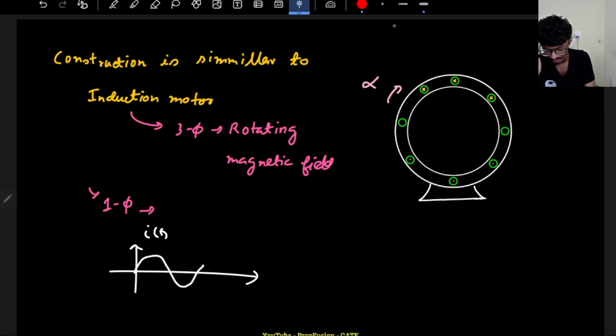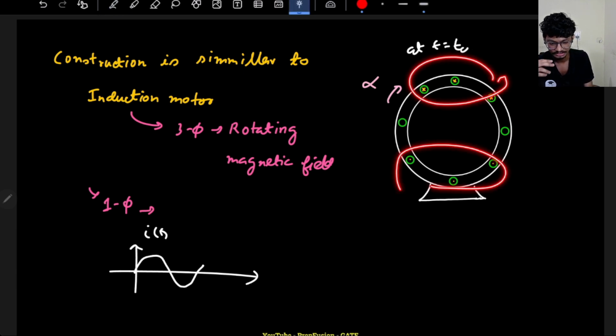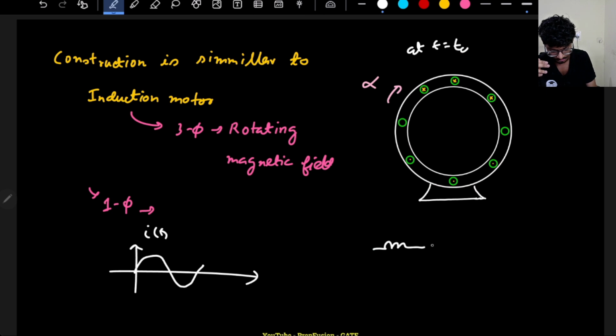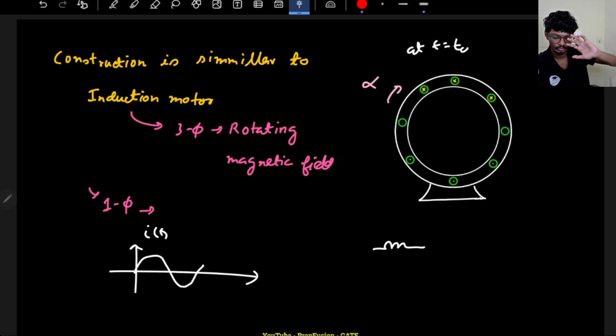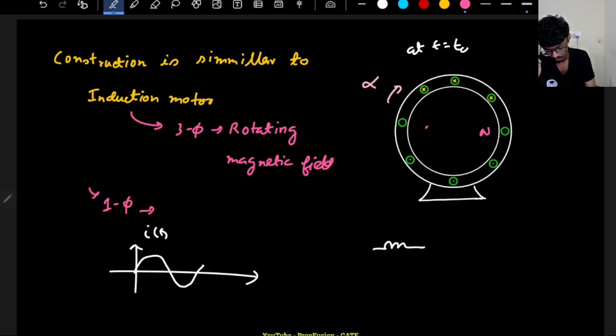At a particular instant, let's say at t equals t naught, here current is incoming and here current is outgoing. It is just the two ends of the winding. So where will the poles be located? If I am observing, the poles are like this. This will be my north pole, this will be my south pole, and this is the axis of the magnetic field.